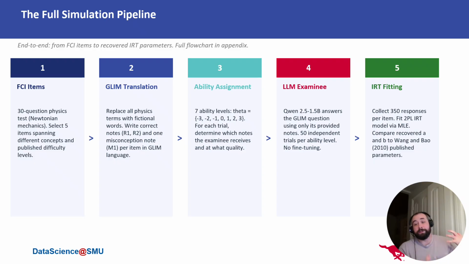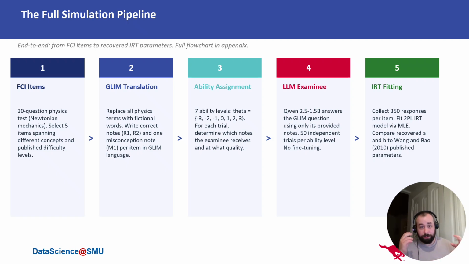Then, to get out of this problem of the LLM always getting it right, we do this funny translation where we turn the concepts in English into a different language that the LLM can't use its training data to understand and always get right.